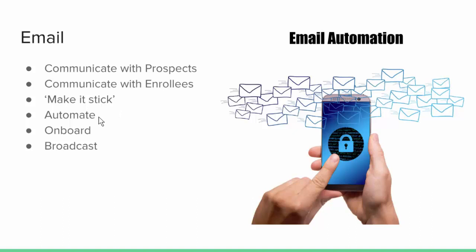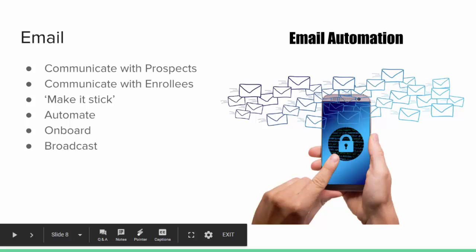You want to be able to automate these emails so that you're not communicating individually with every single person. You want an email sequence that helps get them involved and engaged right away in the content. That's called an onboarding process. You also want the ability, which is not automated, to broadcast a message at any given time to anyone in your group. There are many different types of course delivery software that will allow you to do one or two of these things, but not all of them. But I will show you one that will allow you to do all of them.